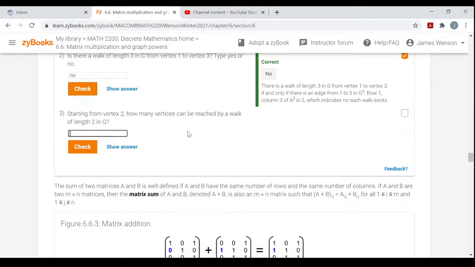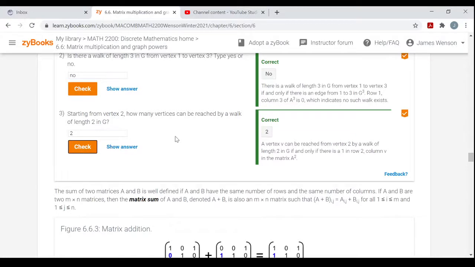So there are 2 vertices. You can go to 1, you can go to 2. There are 2 vertices that you can reach starting at 2 with a walk of length 2. All right, looking at A squared. So again, hopefully watching me go through this, you're seeing how to interpret these matrices, what they're telling you. Okay.